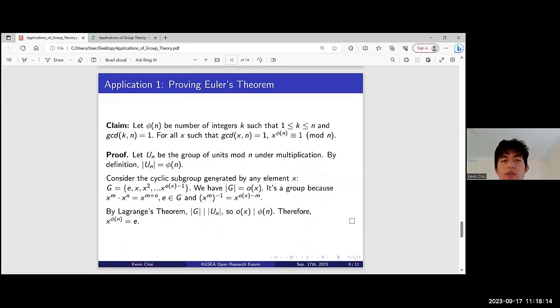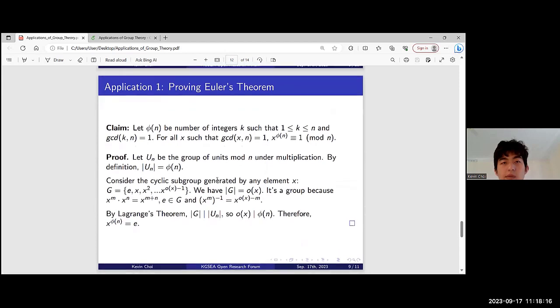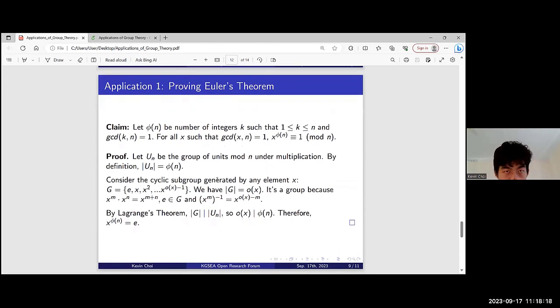So now, by the Lagrange theorem, I'll try to apply it to prove some famous theorems. I'm pretty sure all of you know what Euler's theorem is, hopefully. So let's try. The claim is: let phi(n) be the number of integers k from 1 all the way through n such that GCD(k, n) is 1, that is, k and n are coprime.